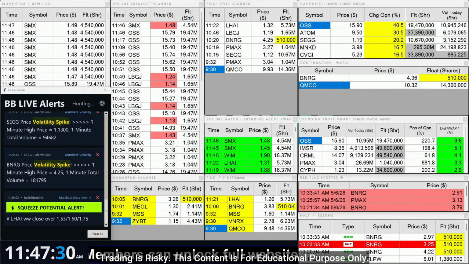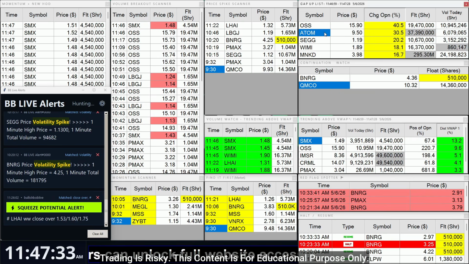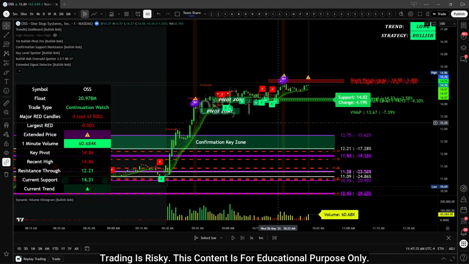So back to the scanner. Let's check out another one here. ATOM. Let's check out ATOM and see how that one's doing. So let's flip back to the screen here. Let's type in ATOM.